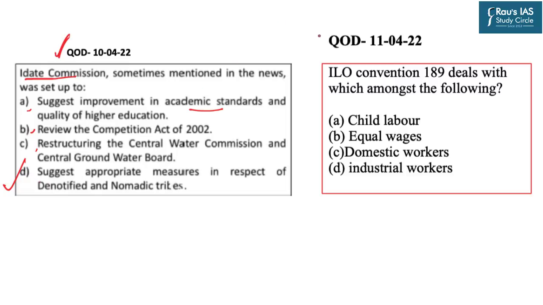The question from today's DNS is in relation to the ILO convention. The question is, ILO Convention 189 deals with which amongst the following? Option A, child labor. Option B, equal wages. Option C, domestic workers. Or option D, industrial workers.